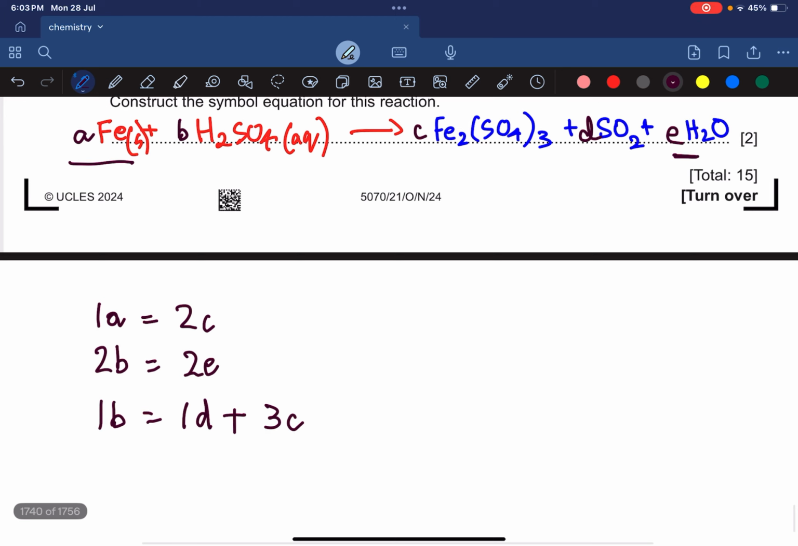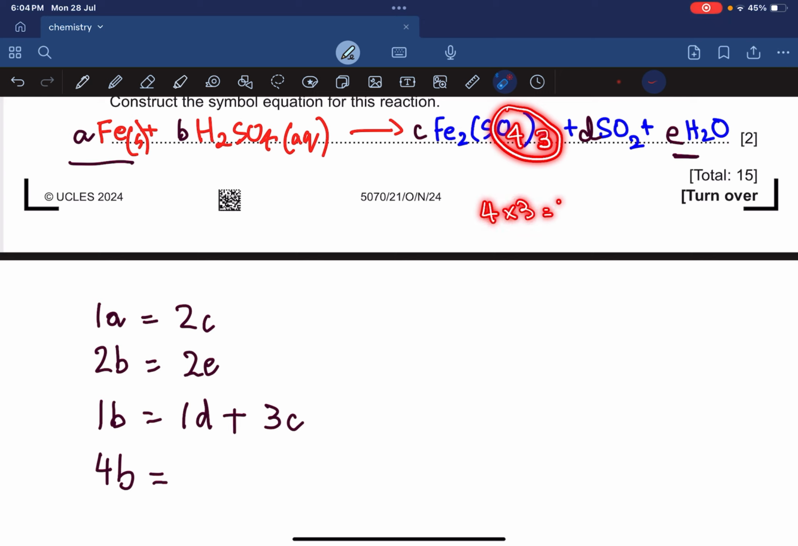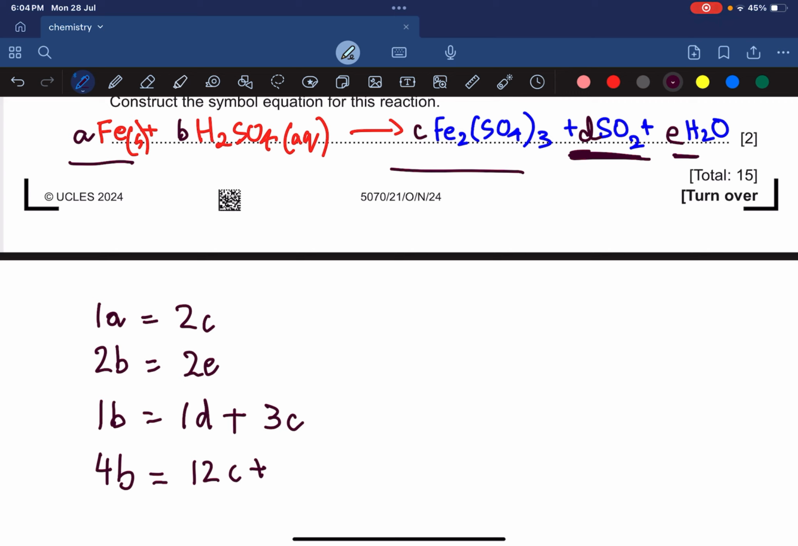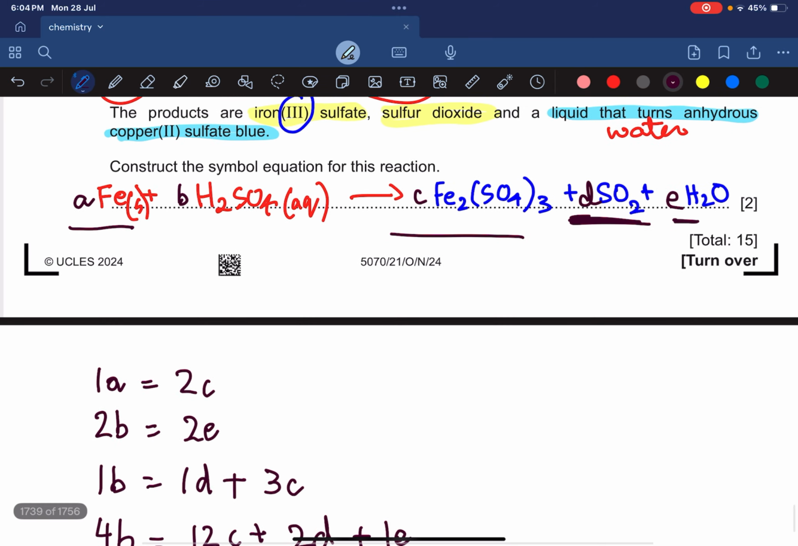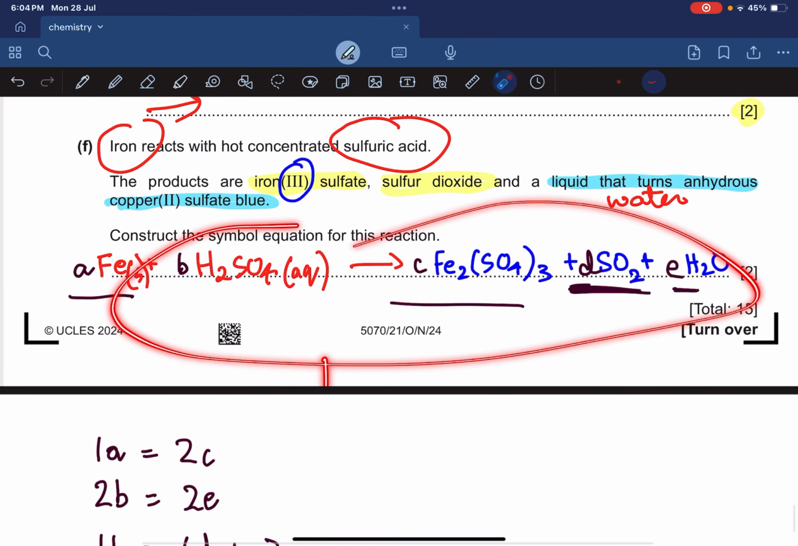And the next thing we do is look at our oxygens. We have 4 oxygens. So 4B equals how many oxygens in this equation? We have 12 oxygens, because 4 over here and 3 over here. So 4 multiplied by 3 equals 12. So we have 12 oxygens. So we're going to write 12C plus, over here we have how many oxygens? 2 oxygens plus 2D, because the coefficient is D, and 1E plus 1E. Now, step number 1 is complete: we just had to dissect these equations and write them over here.